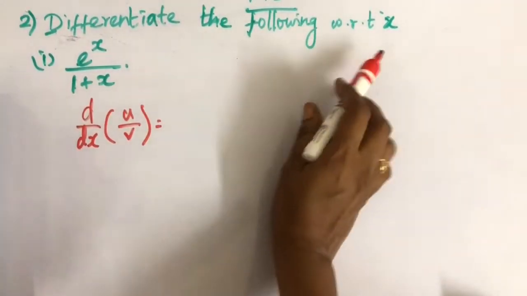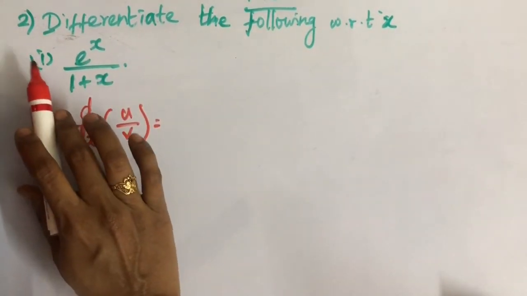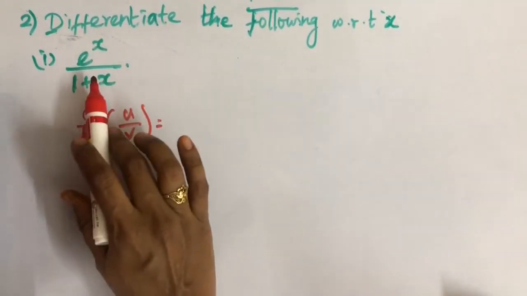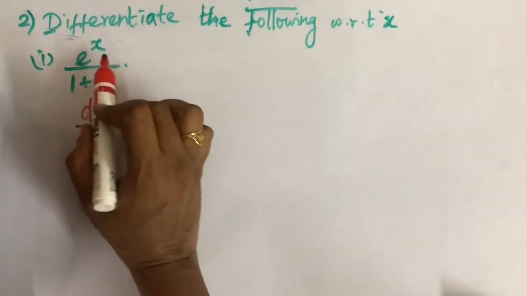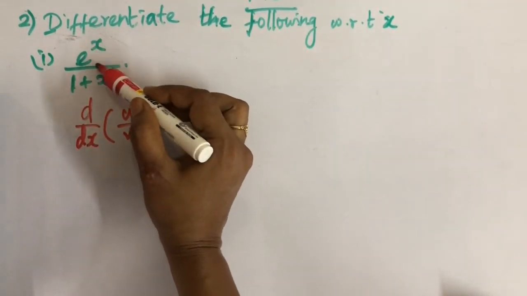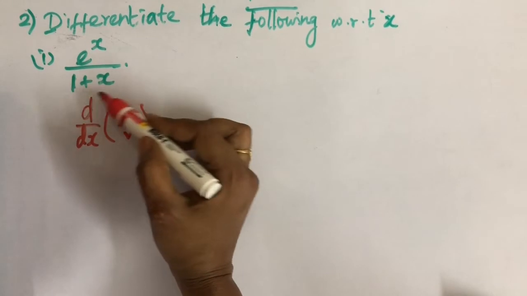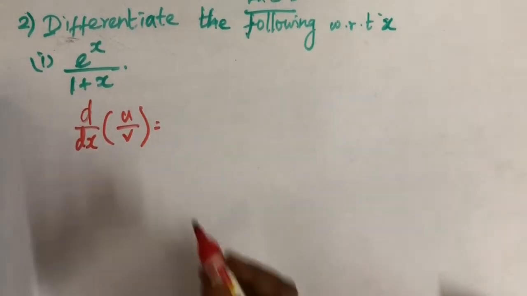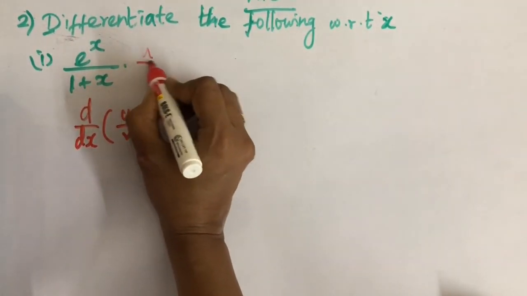Differentiate the following with respect to x. Second one, first subdivision and the second one. E power x divided by 1 plus x. Here in the numerator, this is a function of x. Similarly, the denominator also is a function of x. So, it is the u by v method.